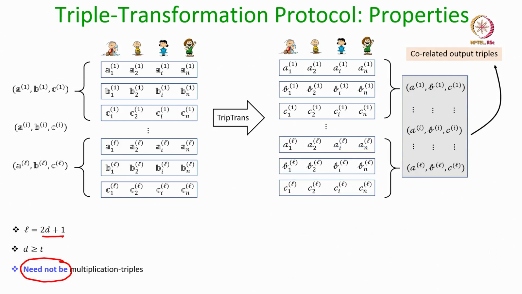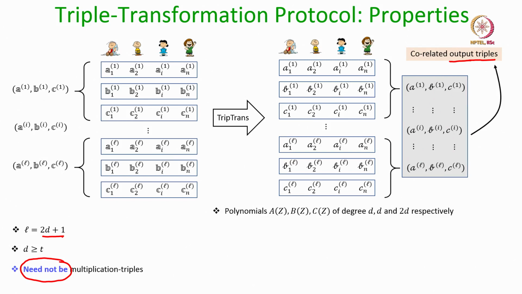Now, this triple transformation protocol transforms this input secret shared triplets into output secret shared triplets. So, the number of output triplets is the same as the number of input triplets, but now the output triplets are no longer unrelated, they have some correlation among them. Before going into the correlation, you can see here that I have used different fonts to represent the input triplets and the output triplets, just to avoid confusion here.